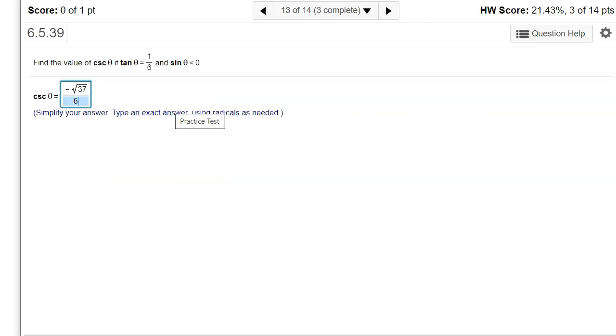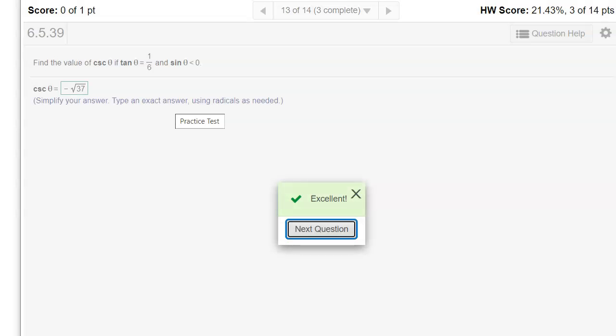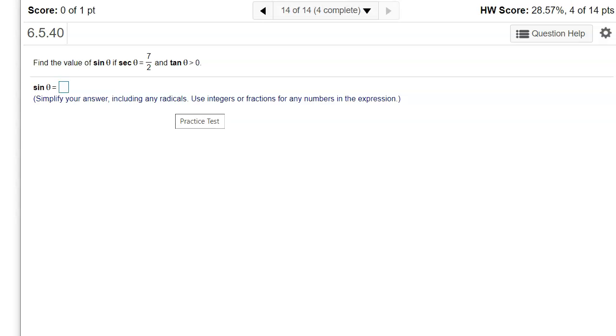Sorry guys, I realized I didn't show you me plugging it in and proving that I now have the right solution. So let me go ahead and do that, just so that way you guys are confident that I did it right. We can go ahead and check this answer, and we see that it is correct. So cosecant theta is negative square root of 37.